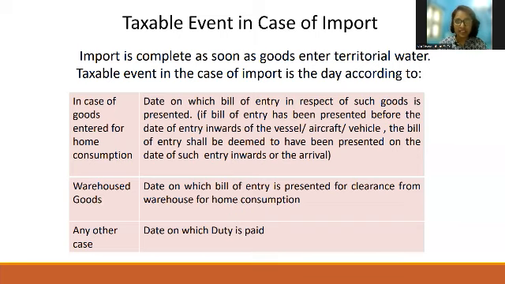But in case the goods are not immediately entering for home consumption, but it is being warehoused, then what is the taxable event? So the taxable event will be the date of bill of entry when it is presented for clearance for home consumption. So the main important document in customs duty is the bill of entry, which determines the date on which the goods are entering and the customs duty that will be chargeable.